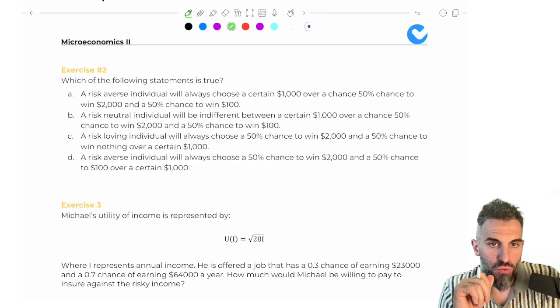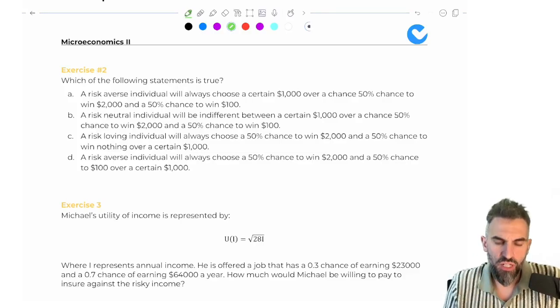Which of the following statements is true? And I want you to pause the video and try it on your own. A: A risk-averse individual will always choose a certain 1,000 over a 50% chance to win 2,000 and a 50% chance of winning 100.